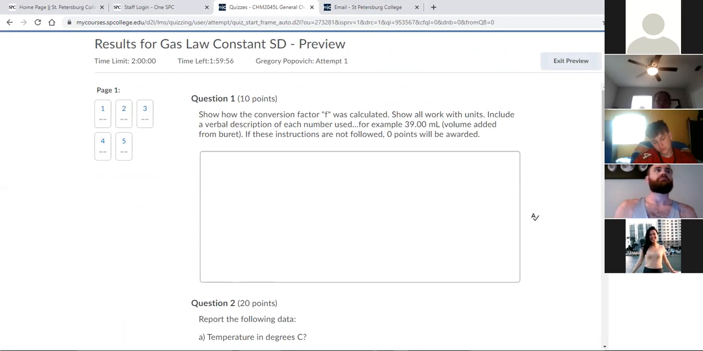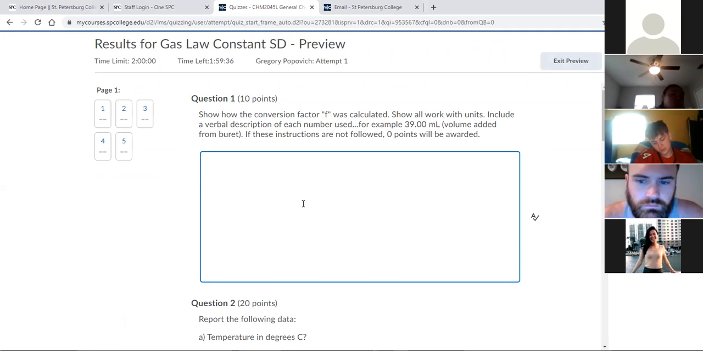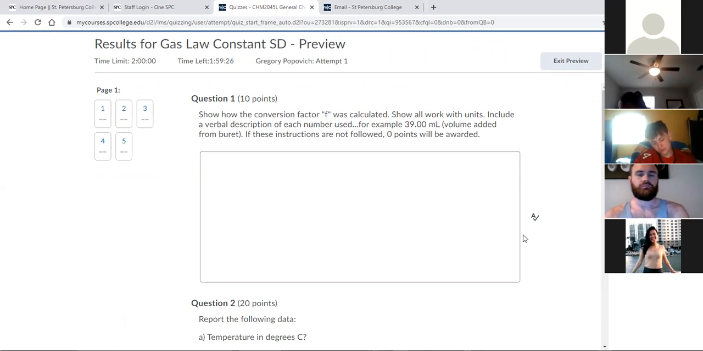If you do not get an answer that's near 0.08206, go back and check your results because you're wrong somewhere. First question, determine how your UDO2 fudge factor was calculated. Simple enough, guys. All you got to do is take the burette reading, divide it by the UDO2 reading. That will be your fudge factor.